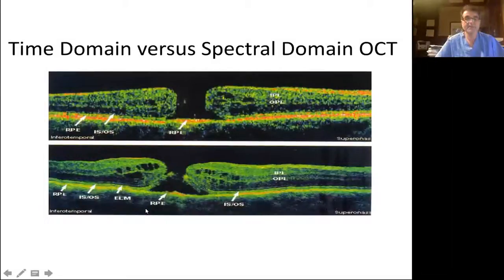This slide shows macular hole in both a time domain versus a spectral domain OCT system. The spectral domain OCT image is shown in the lower portion of the slide. We can see there's much greater resolution. We see this inner segment/outer segment line, which I was calling the ellipsoid zone, but another name for that is the IS/OS line. We can see a break in that, obviously, at the edges of the macular hole.